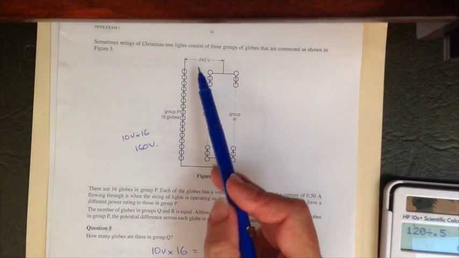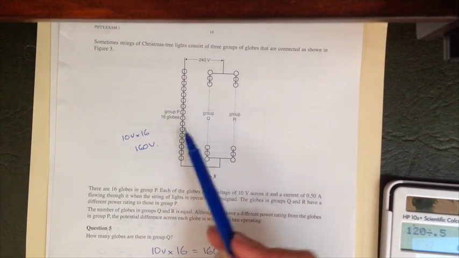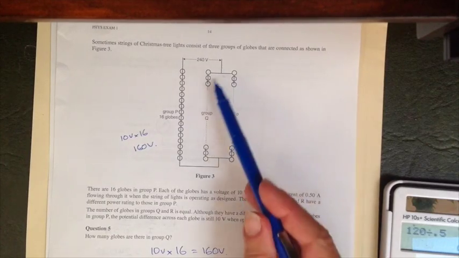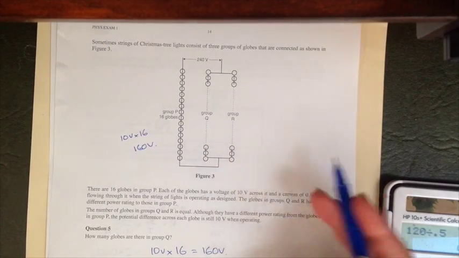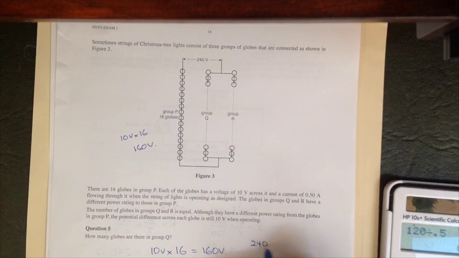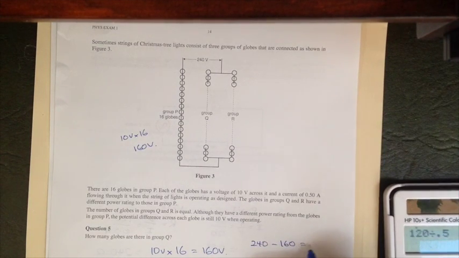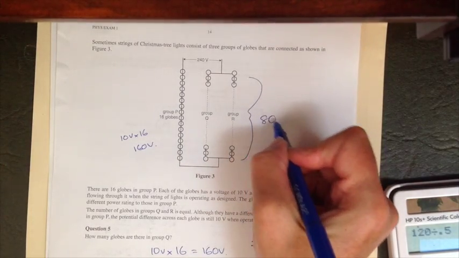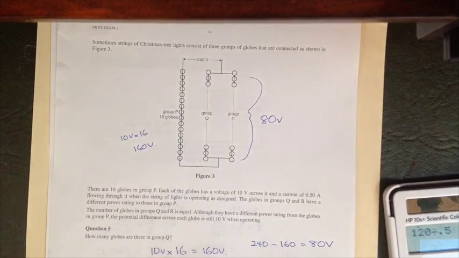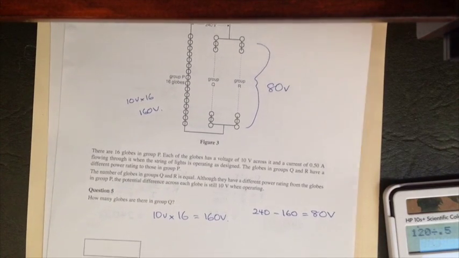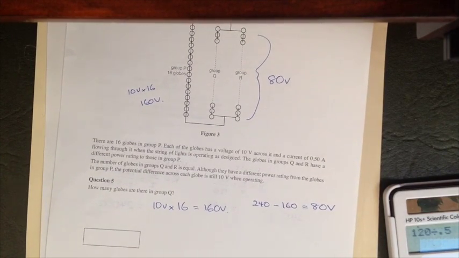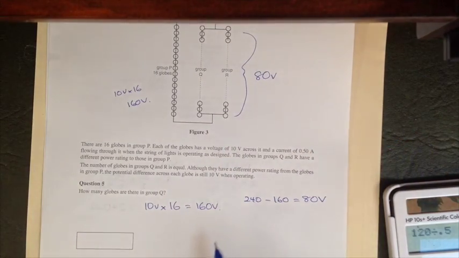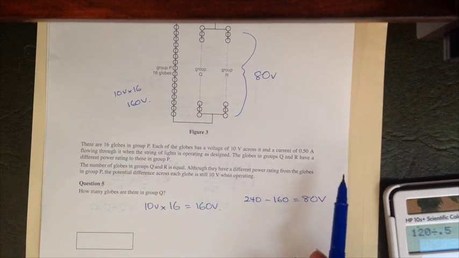Now, using Kirchhoff's laws, if we have 240 volts in total and 160 across there, then what is across this section here must be the remainder. So 240 minus 160 gives us 80 volts. So we know we have 80 volts across this section here. Now, don't be frightened to annotate the diagram. It's actually really important to show you're recognizing and understanding what's going on. So annotations of the diagram help the examiner understand your thinking.